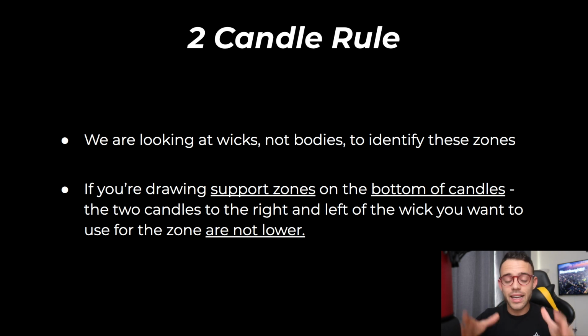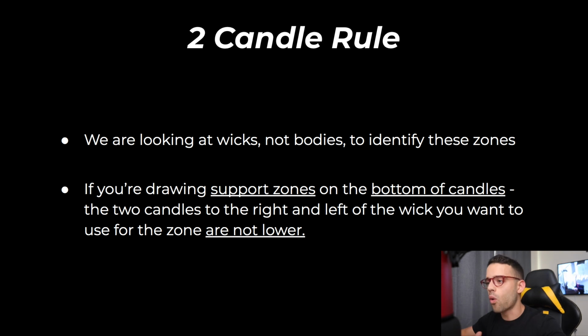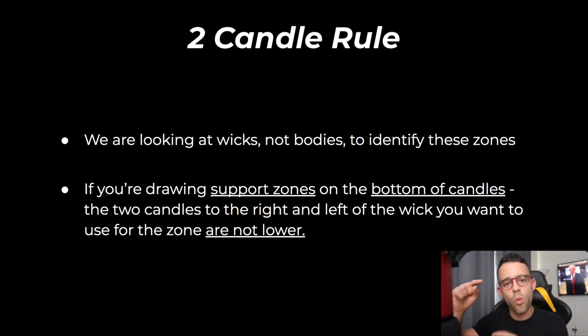So how do we draw these zones? How do we break it down? And like I said in the beginning, I like to use what I call the 2-candle rule. Support typically is at the bottom. Resistance is typically at the top. So when we're looking for support zones on the bottom of candles, what you're going to look for is a wick where the 2 candles to the left and the 2 candles to the right are not lower than that wick. That would then tell us that the wick is our price sensitivity zone.